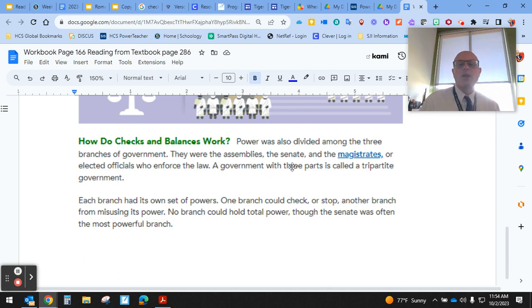A government with three parts is called a tripartite government. We are also a tripartite. We have our executive, our legislative, and judicial branches. Each branch has its own set of powers. One branch could check or stop another branch from misusing its power. We have that here in the United States. No branch could hold total power, though the Senate was often the most powerful branch.